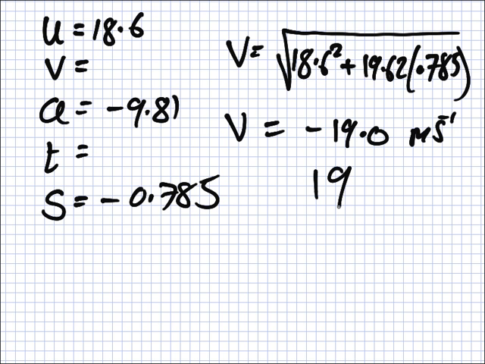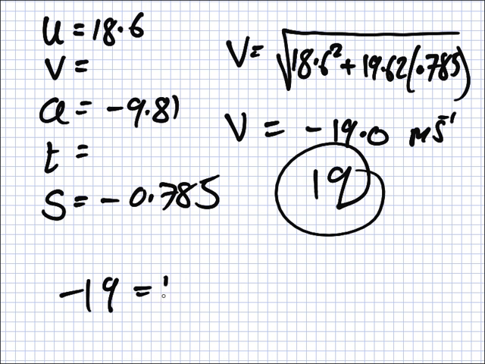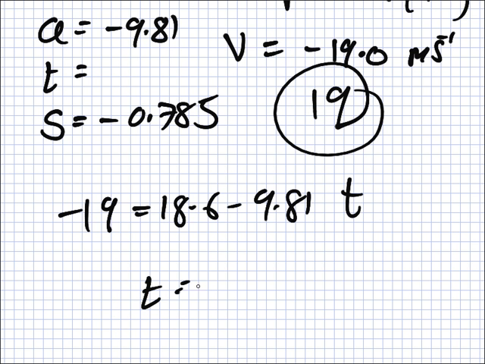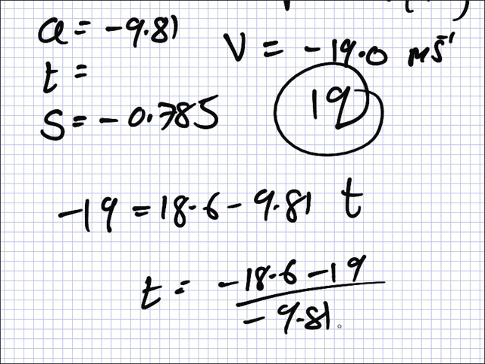So the answer is 19. And then I want the T, so I can say V equals U plus AT, and we can easily get the T. What do we get for the T? It's going to be 18.6 minus 19 over minus 9.81.